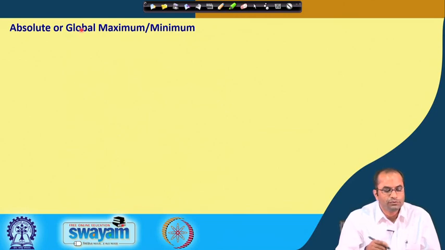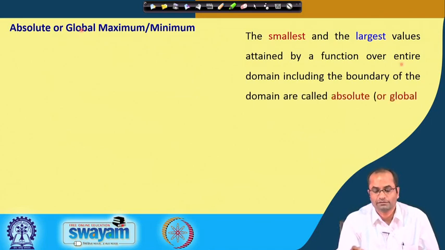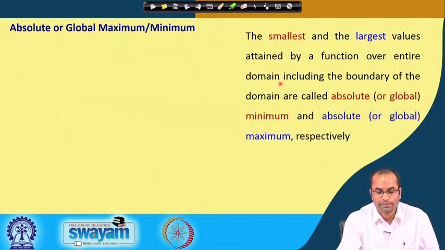So, what is the absolute or the global maximum and minimum? The smallest and the largest values attained by a function over the entire domain, including the boundary of the domain, are called absolute or global minimum or absolute or global maximum respectively. So, here we are not talking about what is happening locally around a certain point, but we are talking about the smallest and the largest values attained by the function over the entire domain.